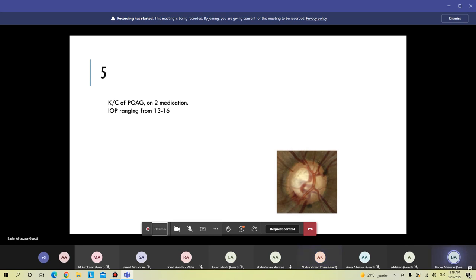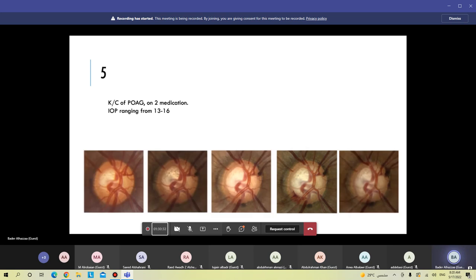So we had this in one of our quizzes before. You might remember. Patient IOP is 13 to 16, but he has this image. What does it indicate, having this hemorrhage? Usually it can be a sign of progression. Yes, so you need to make sure the patient is not progressing. You review the file and see the old image, you can see the disc here.